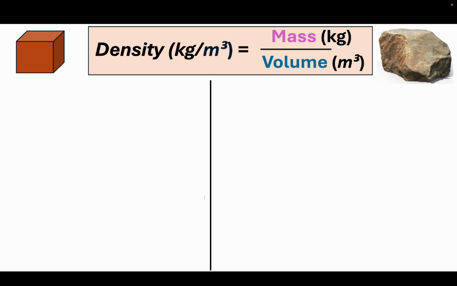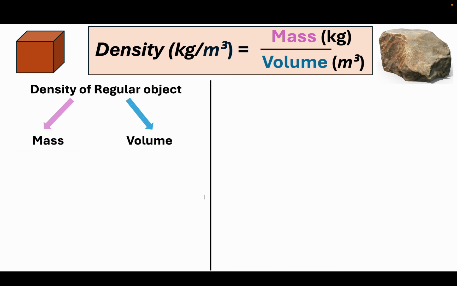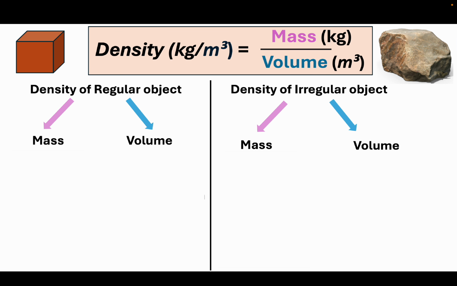We are going to calculate the density for both a regular object and an irregular object. Now, as you can see from the equation right at the top, you need both mass and volume in order to calculate density. So you do mass divided by volume. So even though we're calculating a regular and an irregular object, we need to collect both the value for mass and the value for volume for both of them.